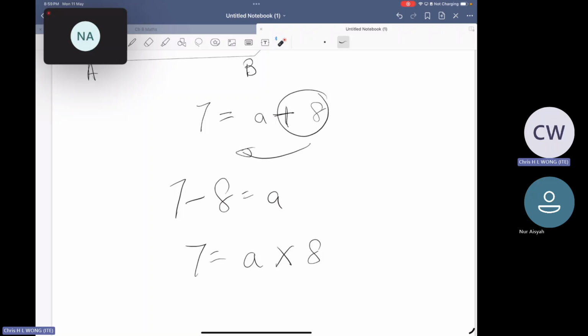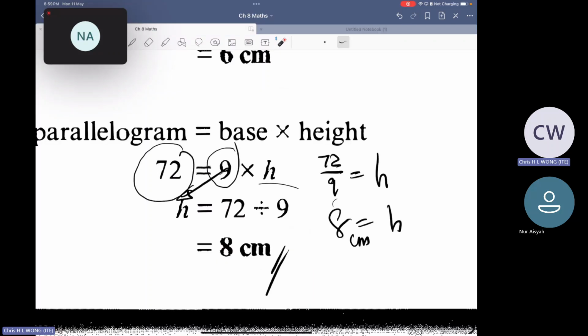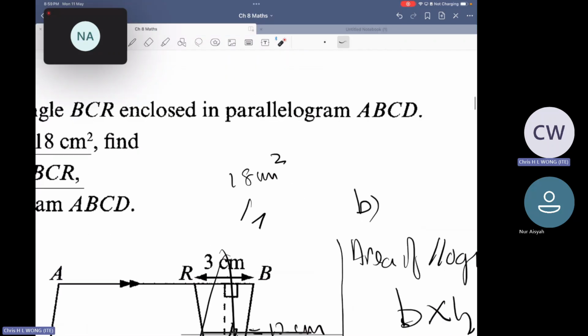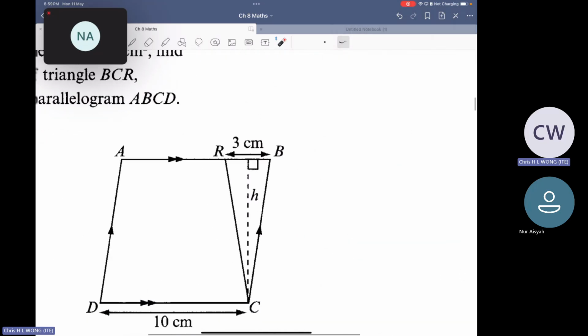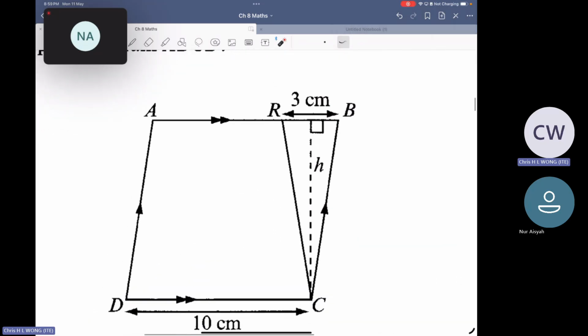You can only cross multiply when it is a times. You cannot cross multiply when it's a plus or minus. Plus, minus, you cannot. Times you can. Okay? Cross multiply, cross over. Okay. Next one. Clear this. Look at this. What do you see?